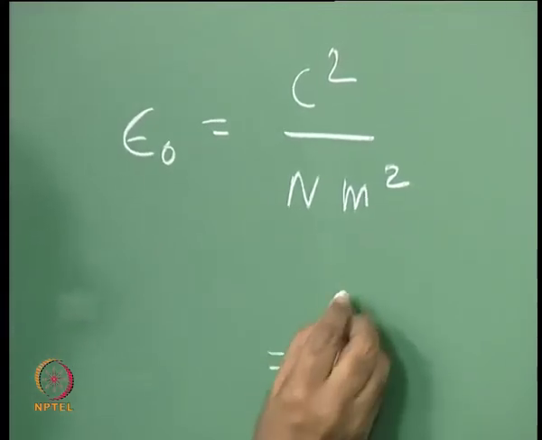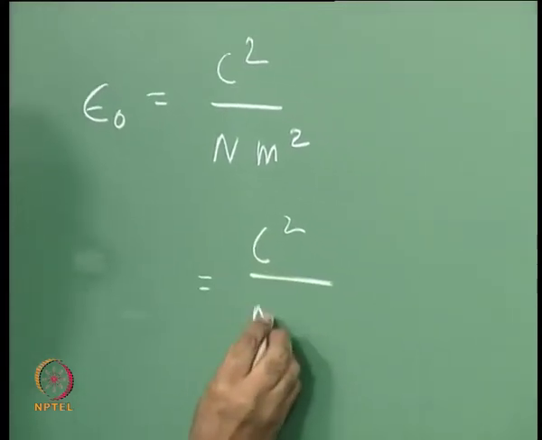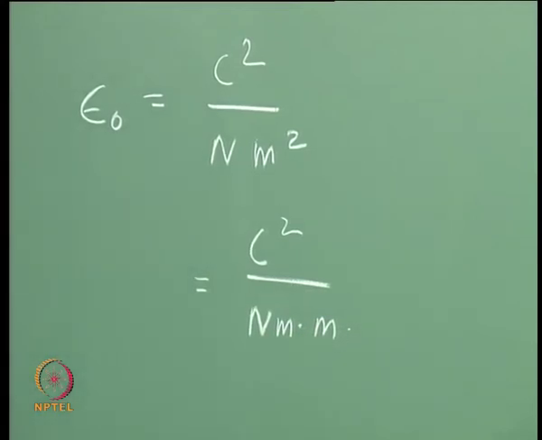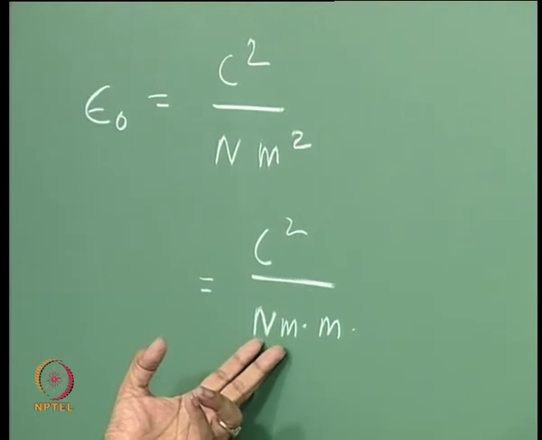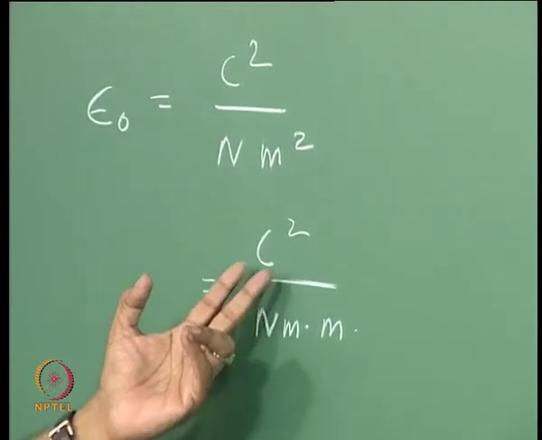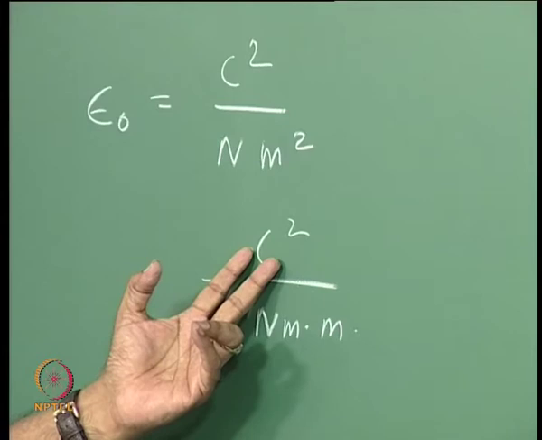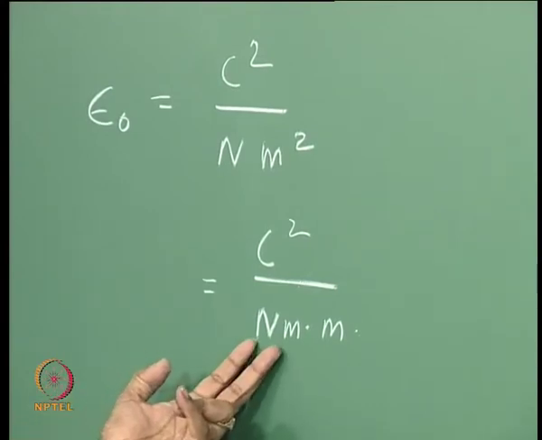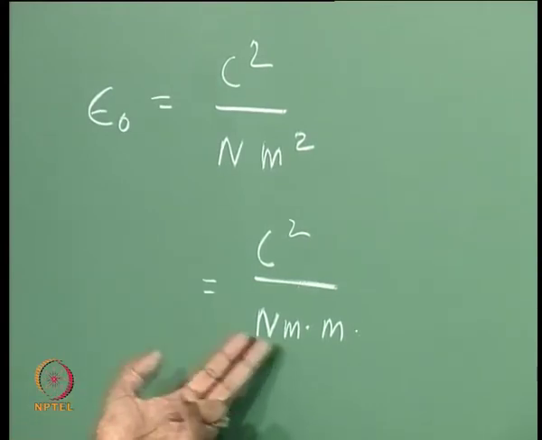Therefore, I can also write it as Coulomb squared by Newton meter into meter. And now if I were to again say Newton meter is the work which is done, Coulomb is the charge, and how do we define potential difference between two bodies? Work done in taking unit charge from a lower potential to a higher potential, that is the work done in taking unit charge from one potential to the other.